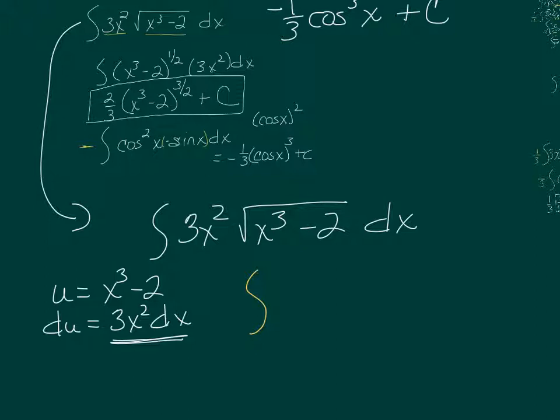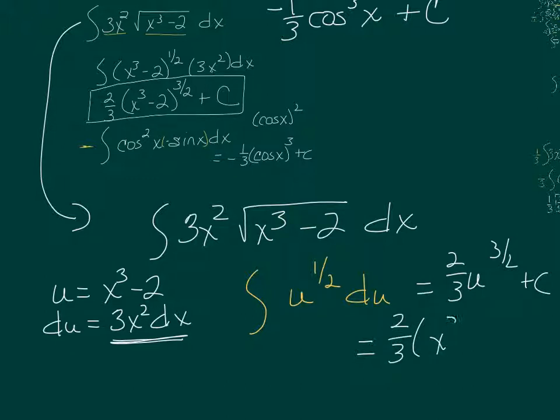X cubed minus 2 is my u, so we're going to have u to the 1/2 times du. Now that's a much simpler looking integrand than the previous one. And so when we integrate, we get u to the 3/2 times 2/3 plus c. Now what we have to remember is we made a substitution for u originally, so we have to substitute back in: 2/3 times x cubed minus 2 to the 3/2 plus c.